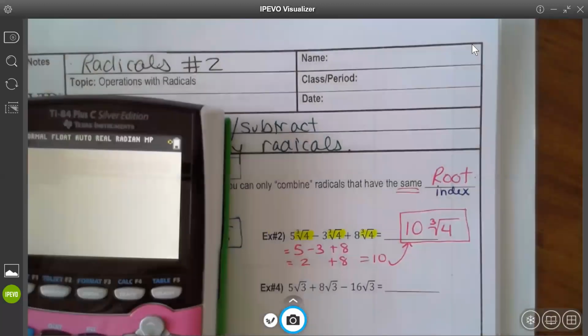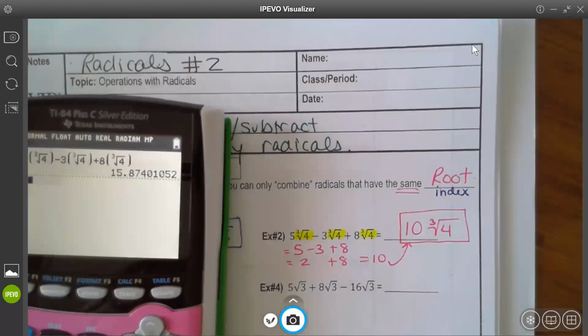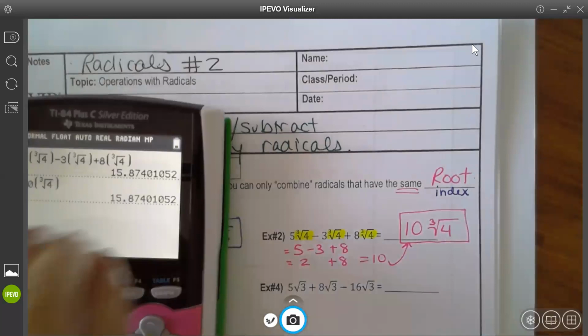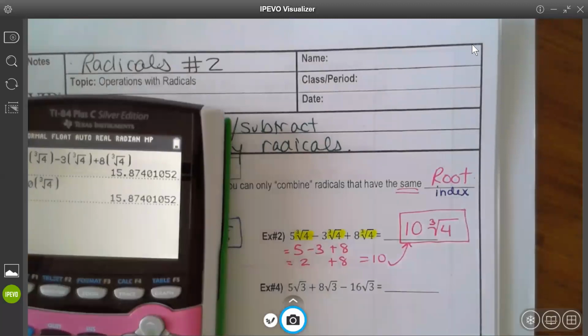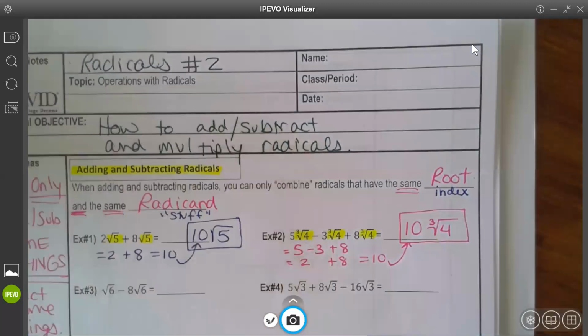Let me test myself. So I've got 5. I'm using the math button. 5 cube roots of 4 minus 3 cube roots of 4 plus 8 more cube roots of 4, and that should give me 10 cube roots of 4. 10 cube roots of 4 is the exact same decimal. I'm doing this on my calculator. You can very easily do this on Desmos as well and get a decimal approximation there, but you should always be checking your answers.